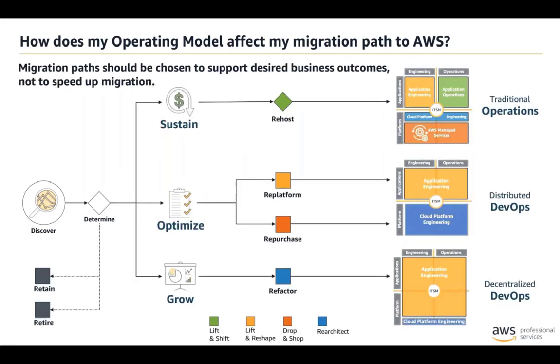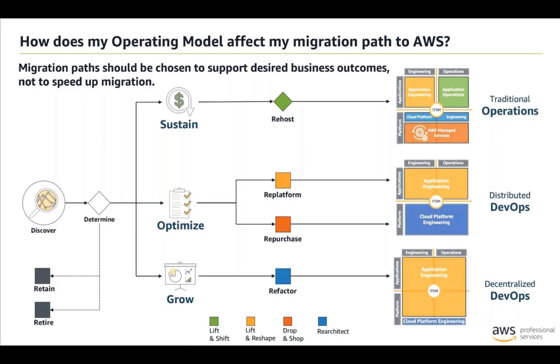Combining our 3 operating models with the 6 Rs can help keep your migration strategy aligned with the outcomes that the business wants to realize by moving to AWS. Sustain, rehost. Many customers will migrate most of their workloads using this migration pattern and the traditional operating model. This is the fastest means of migrating, so if a customer is looking to quickly exit a data center, this can be a strong starting point for the entire portfolio.